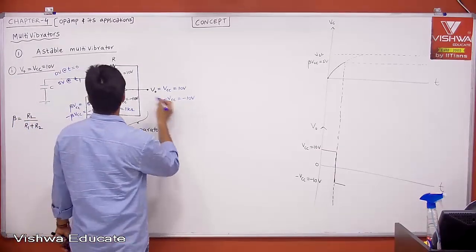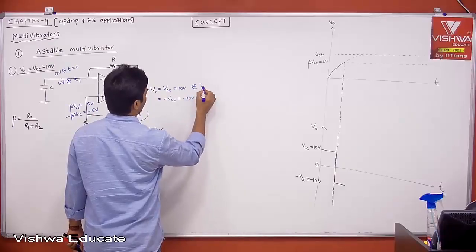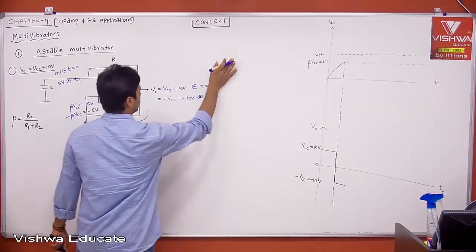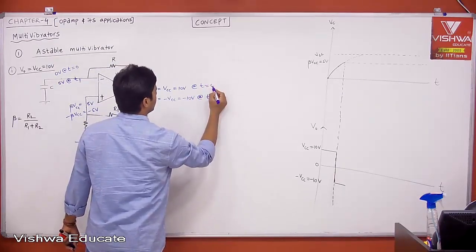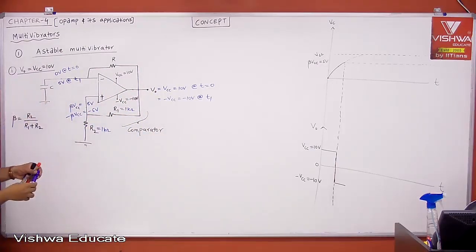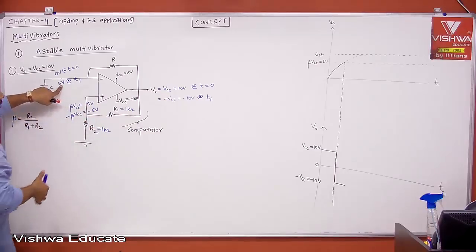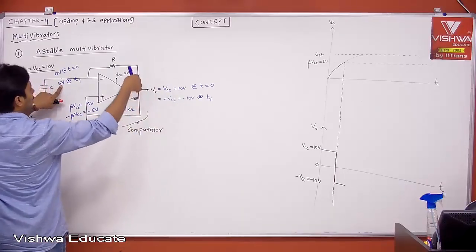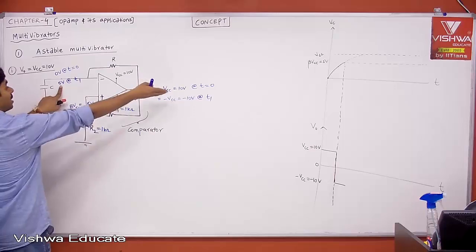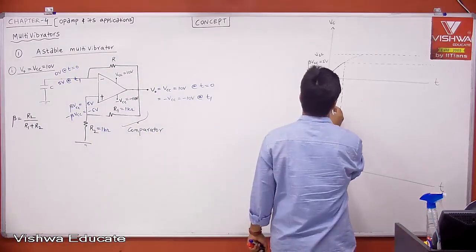Once it crosses 5 volt, this is the time t1, and this is the time t equal to 0. This is also time t equal to 0. Now the reference is minus 5, but the voltage across the capacitor is 5. Then your input is now minus 10. Your capacitor is trying to charge to minus 10.